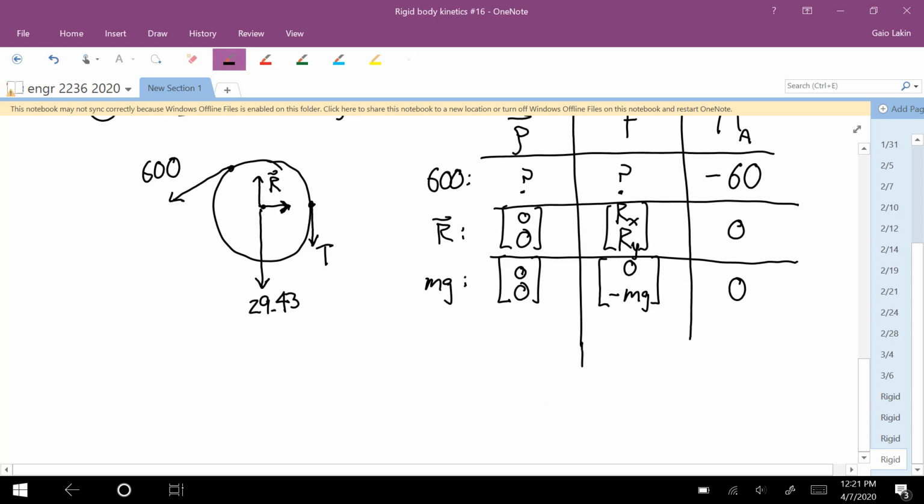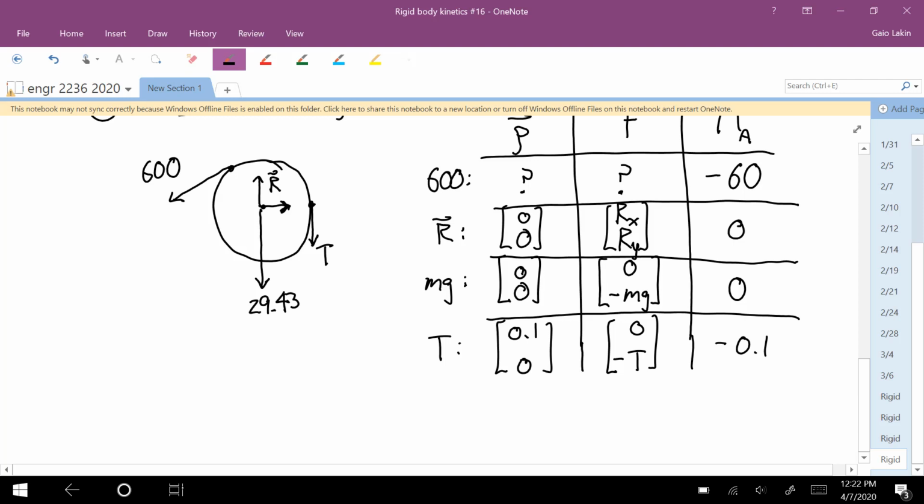And then the last thing we have to deal with is that force T. The r vector is positive 0.1, 0, 0. The force vector is 0, negative T. And so the moment is negative 0.1 T. And that makes me realize that when I did the 600, that would produce a counterclockwise moment. So this one should have been positive. Those two are opposite each other.